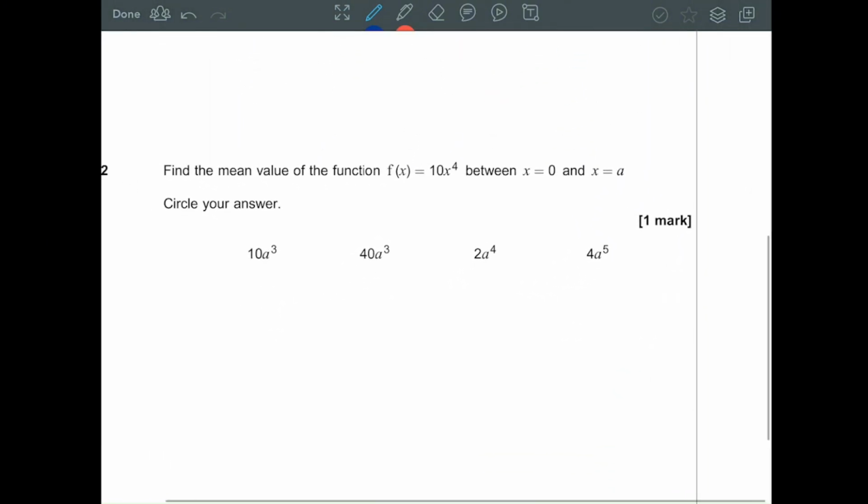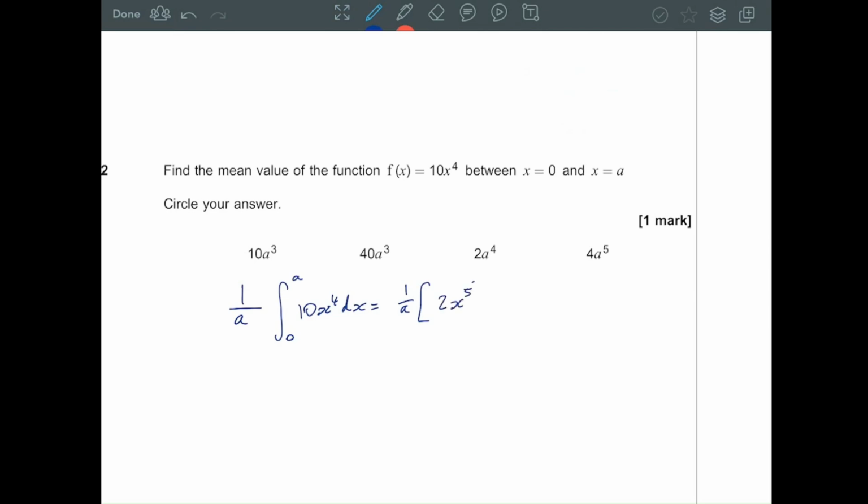Question 2, find the mean value of the function between those two values. So mean value is 1 over the difference, b minus a, if b and a are your limits, so it's 1 over a minus 0, between the limits of a and 0 of the function. Now you can't really cheat with this one because of that unknown upper limit, but it's not a particularly difficult integral to do. And we get 2a to the 4.